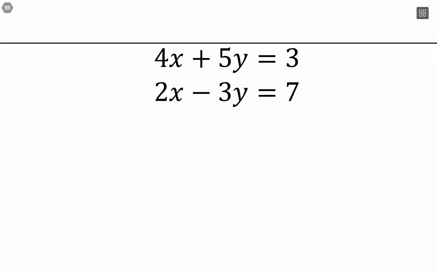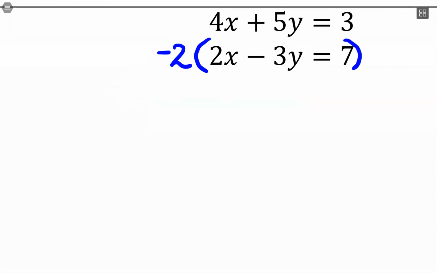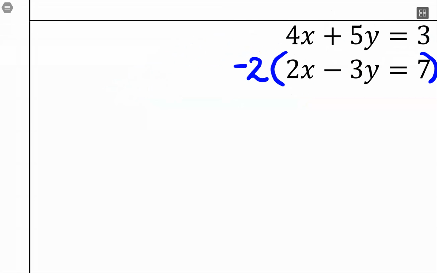Either way will work. I'm going to focus on canceling the x's. So like I was saying, in order to do that, I need to multiply this function. If I want a negative 4 as my coefficient for x, I need to multiply by negative 2. So what that's going to look like is my top equation is going to stay the same: 4x plus 5y equals 3.